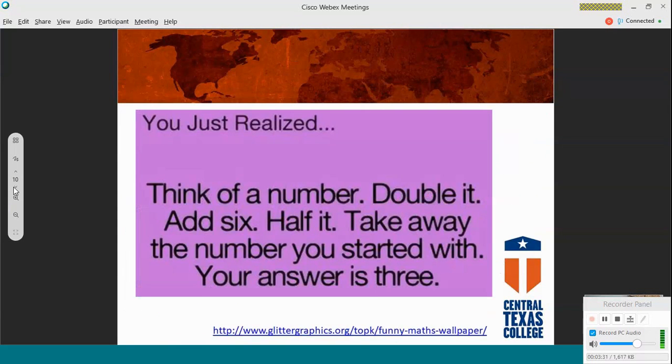Just in case you want to show your students how smart you are, if you think of a number and you double it, you add 6, take half of that, and then take away the number you started with, the answer is 3, always, even with negative numbers.